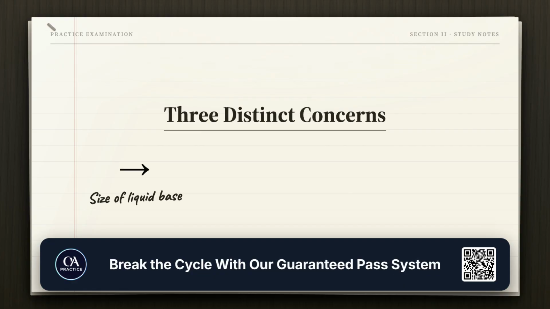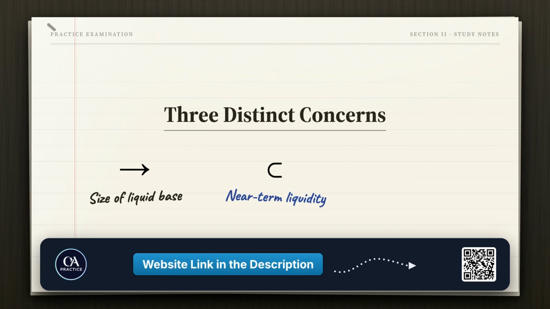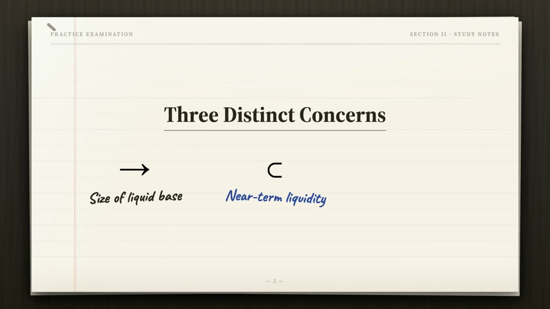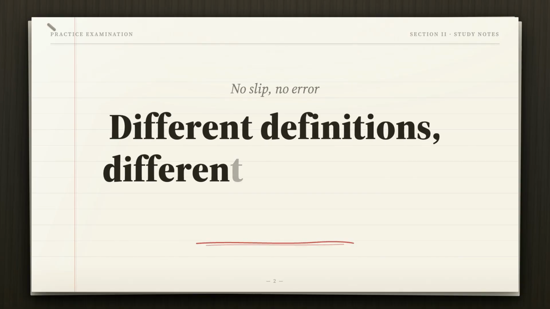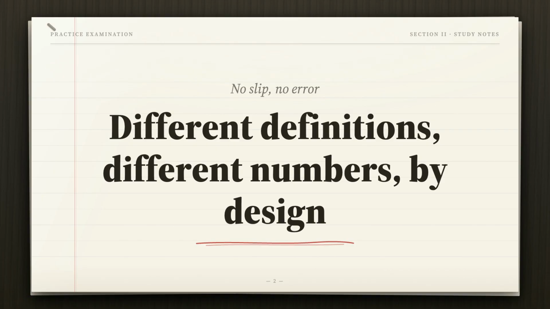These aren't competing answers to the same question. They're answers to 3 genuinely different questions. The size of the liquid base, overall near-term liquidity, and capital tied up in operations. When a problem yields 3 different results, the right reaction is recognition, not alarm. The definitions differ, so the numbers differ exactly as they should.